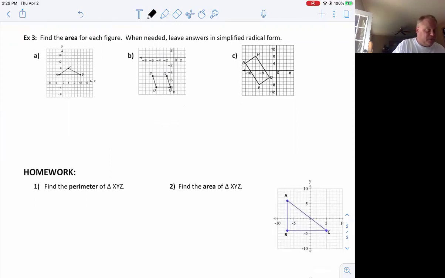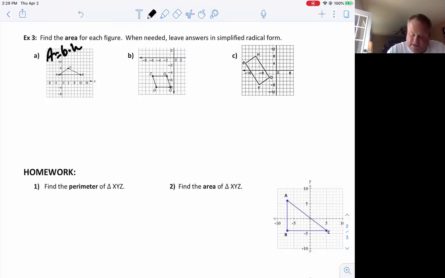All right. So the next one is I want to find the area for each figure and then when needed, leave answers in simplified radical form. So we're going to leave in radical form if we have radicals. All right. So as I do this, I look at this and I know that that is a triangle and I want to find the area. So I know area is going to be base times height.